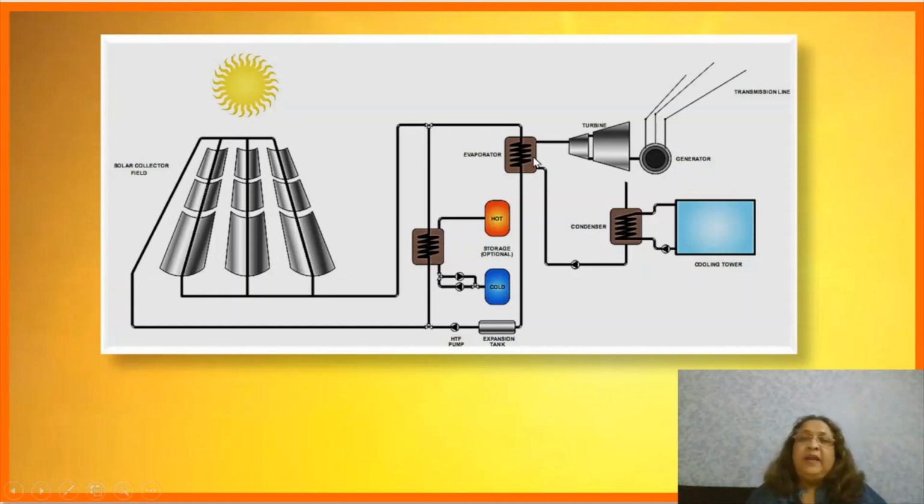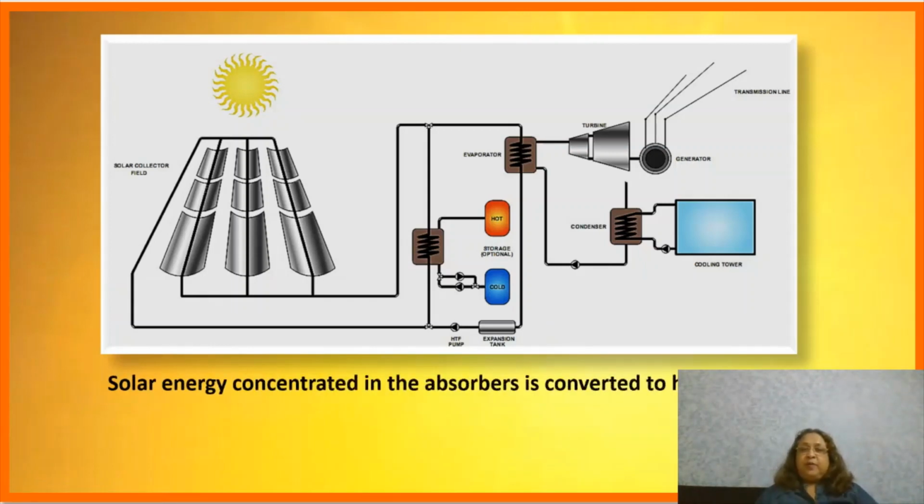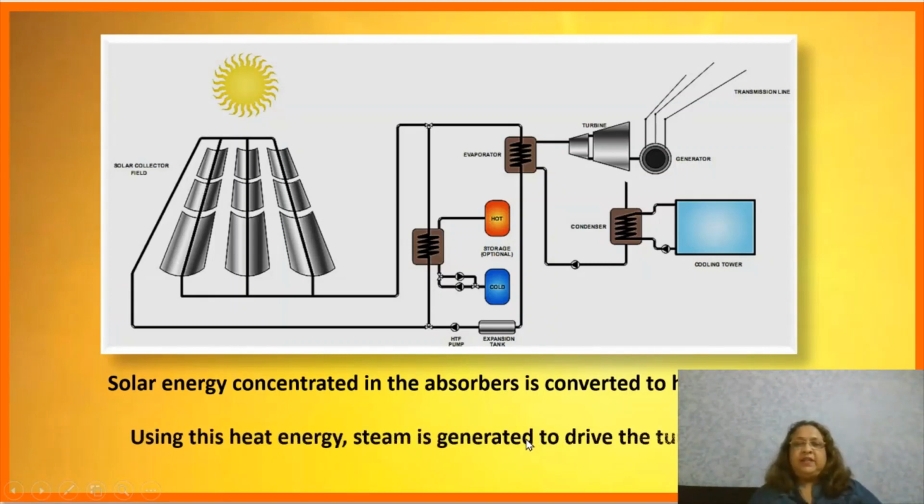Now, after evaporation takes place, the steam goes into the condenser, it gets cooled there, it becomes water, and therefore water gets recycled in this process. Solar energy is concentrated in these absorbers and converted into heat energy. Using this heat energy, steam is generated to drive the turbine and the generator. Hence, because heat is used, it is called a thermal power plant.